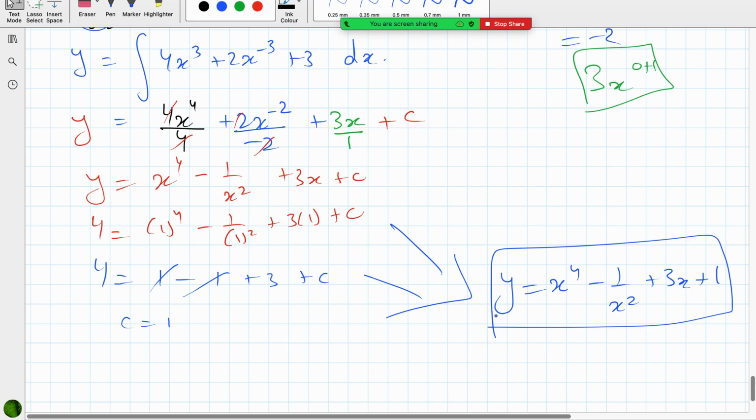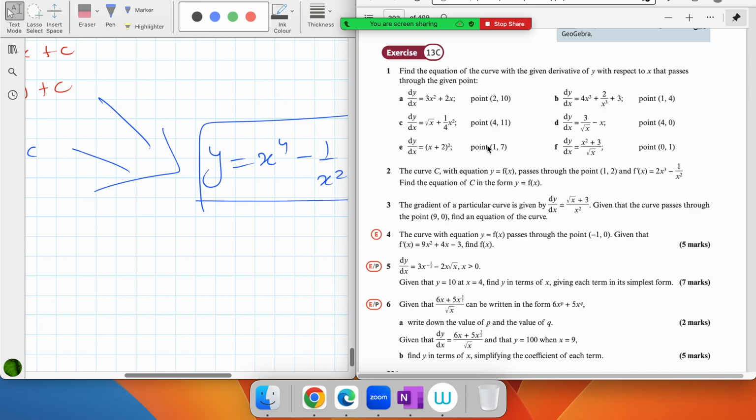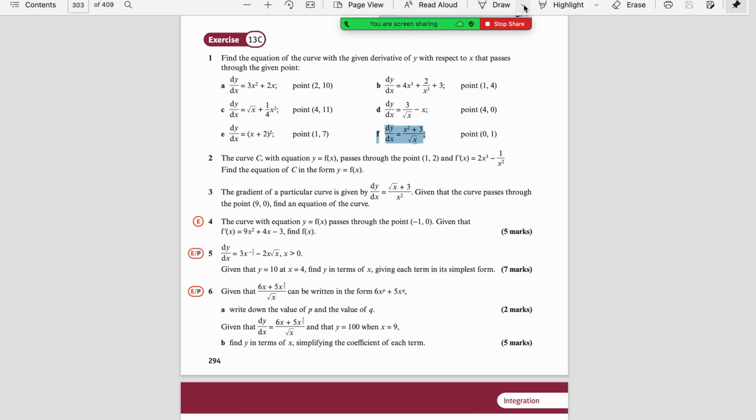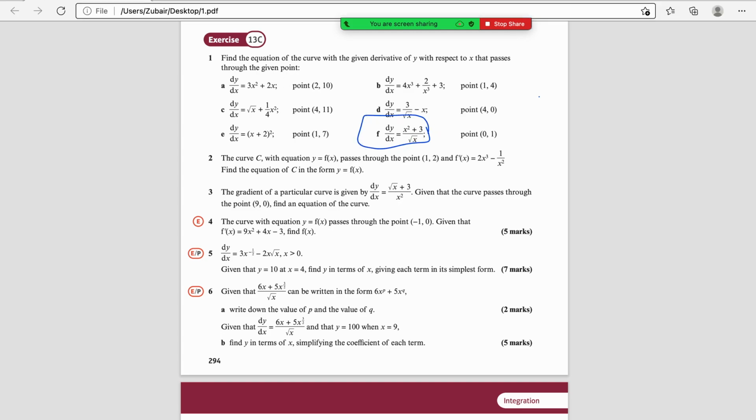Is it clear? Okay, let's see what we have in the following questions. Can you see this F part? How will you do it? Integrating this equation.